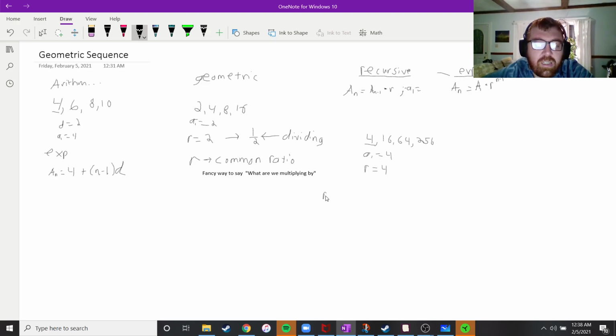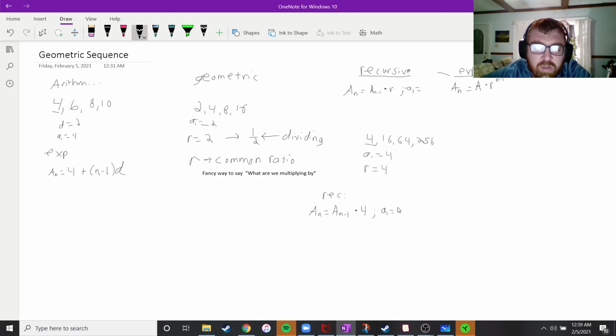Take a look at the recursive first. My recursive formula is going to be a_n, the a to the n term, because we don't know what n is. I haven't told you what that is yet. So the a_n term is going to be equal to the a_(n-1) term, times 4. And then you would see a semicolon.